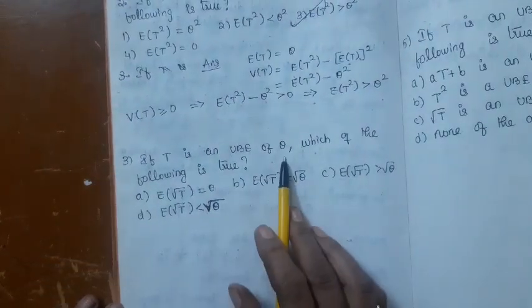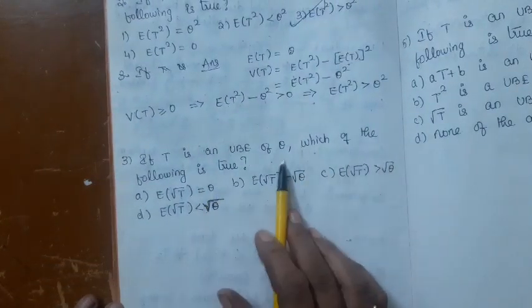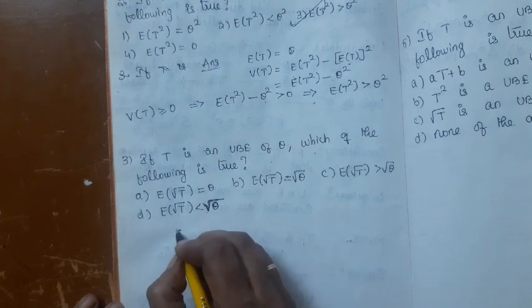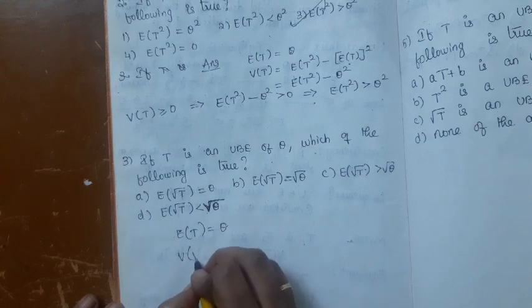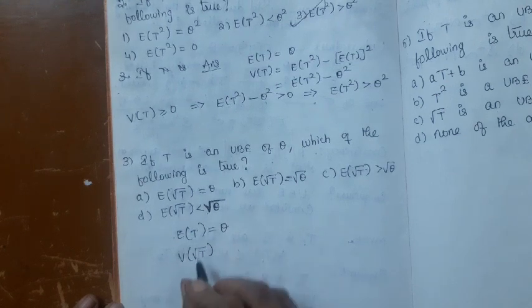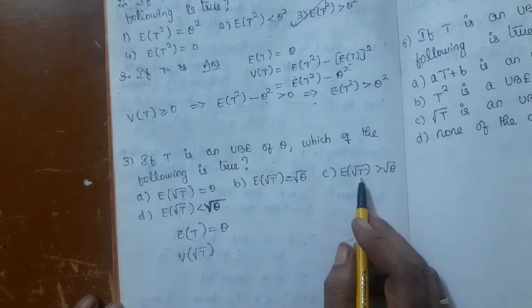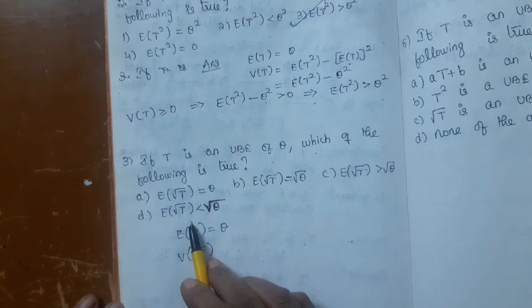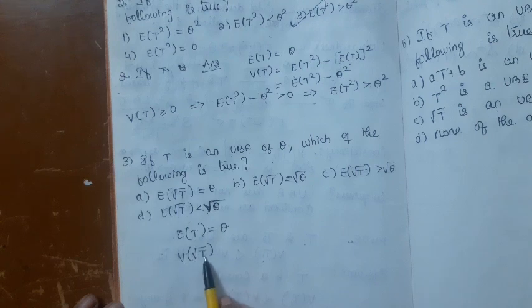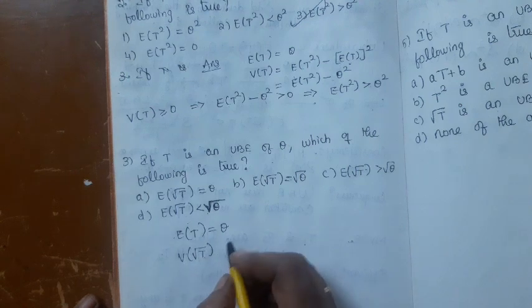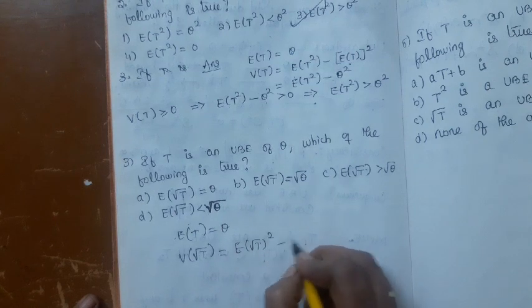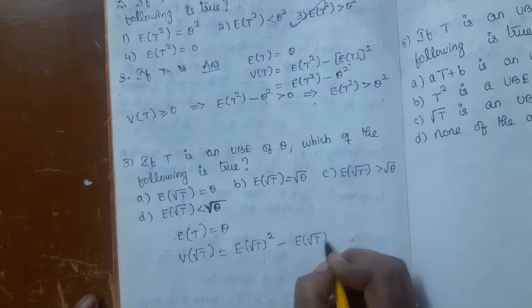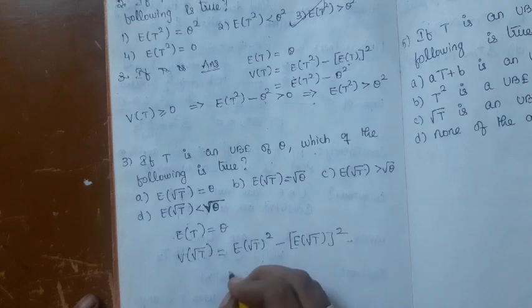If T is an unbiased estimator of theta, which of the following is true? Now T is an unbiased estimator of theta, so this is known. Now let me consider variance of root T. Why? The motivation comes from these answers. These answers talk about expectation of root of T. So I consider variance of square root of T. Variance of square root of T is expectation of square root of T square minus expectation of square root of T the whole square. Okay.